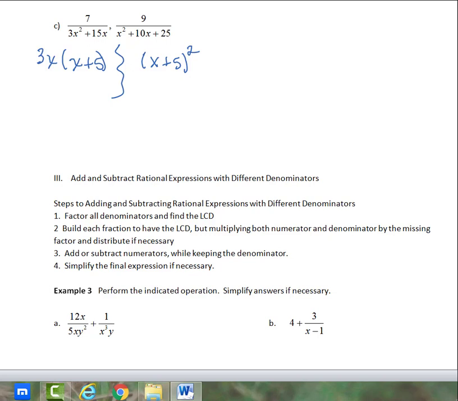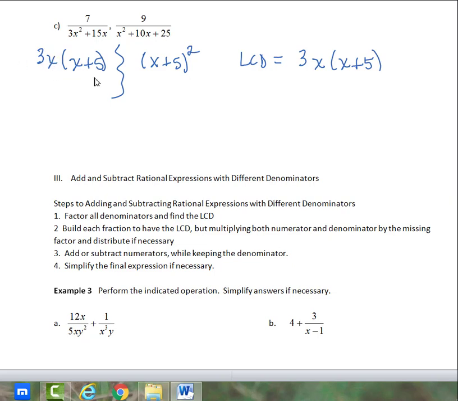So now my job for my LCD is just to list the different factors that appear. I have a 3, that's the only numerical factor. I have an x, so x is a factor just by itself. And then I have a binomial factor of x plus 5. Now the highest power I see on the 3 is just 1. The highest power on the factor of x is just 1.